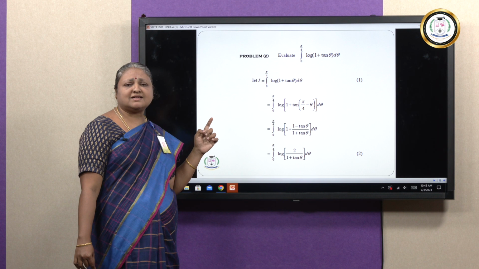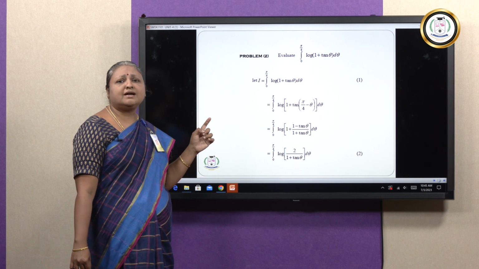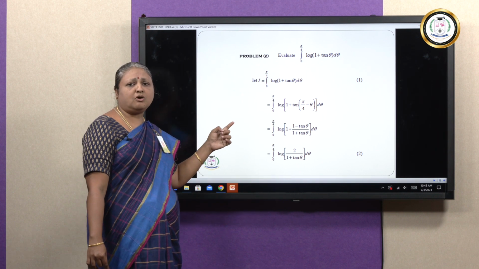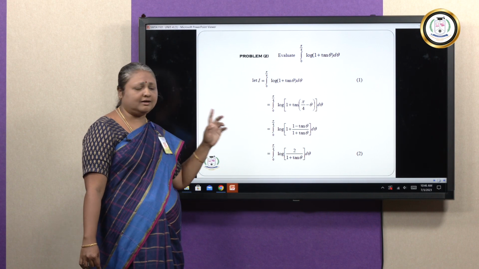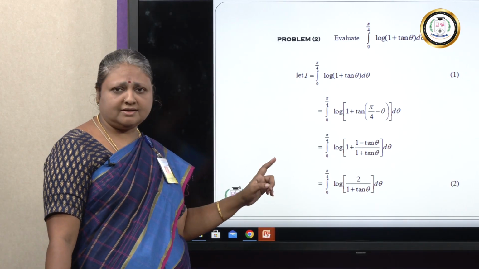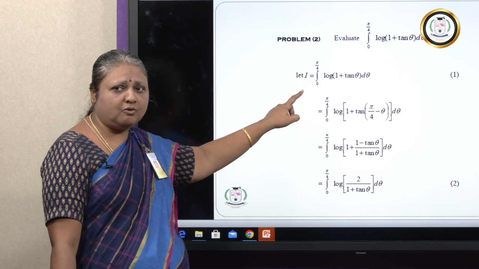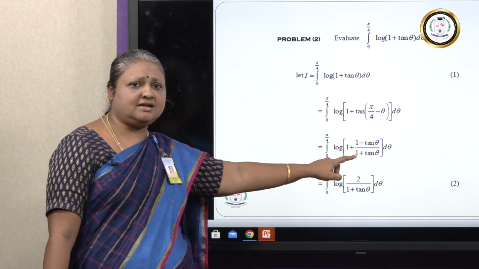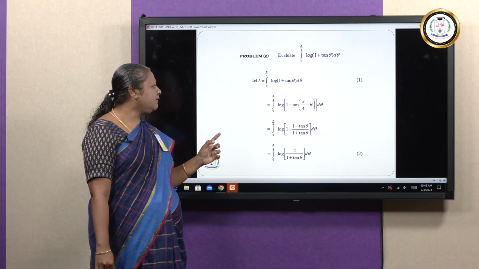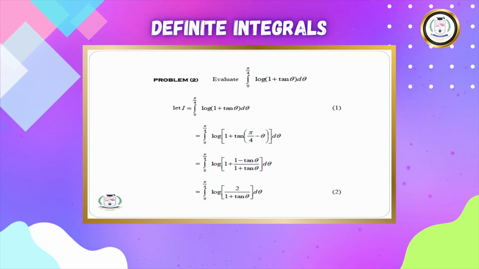As usual, let us consider I is equal to integral 0 to pi by 4 log of 1 plus tan theta d theta. Now what we are going to do here is just replace theta with pi by 4 minus theta. So what will happen? It will become log of 1 plus tan of pi by 4 minus theta d theta.